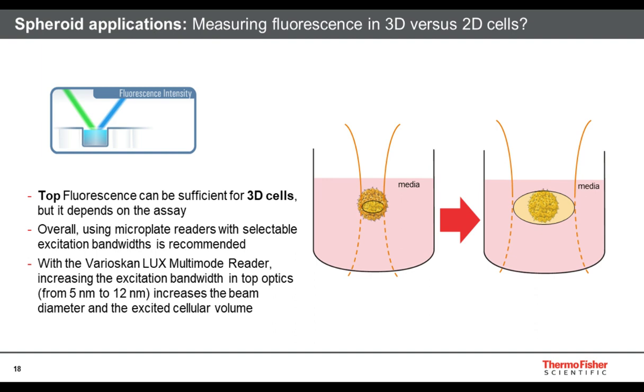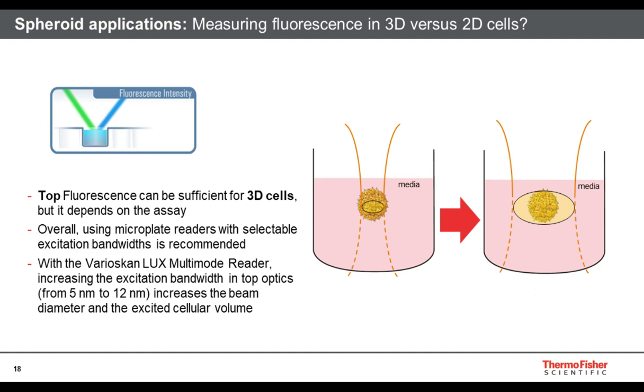We also have found out that when using multimodal microplate readers, it is often recommended to utilize selectable excitation bandwidth. Typically, microplate readers have the possibility to switch between different excitation bandwidths, and by switching between them, you would increase the beam diameter and therefore increase the volume that is illuminated and excited in the sample. So here you see what actually happens.